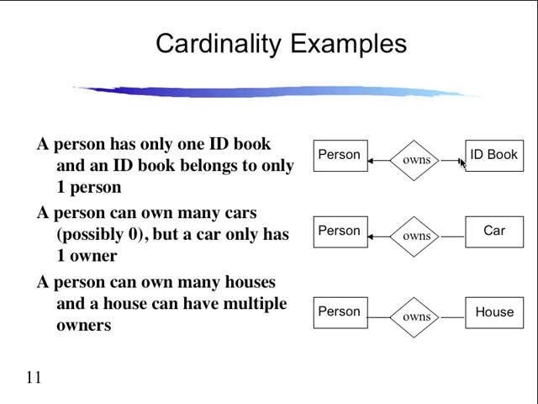So, all right, cardinality examples. A person has only one ID book, and an ID book belongs to only one person. So that's one to one. A person can own many cars, possibly zero, but a car only has one owner. Actually, I misled you in the last slide when I was telling you about the arrows, and I just realized that. The arrow is generally the one, the nothing is generally the many. It's the exact opposite of what I said in the last slide.